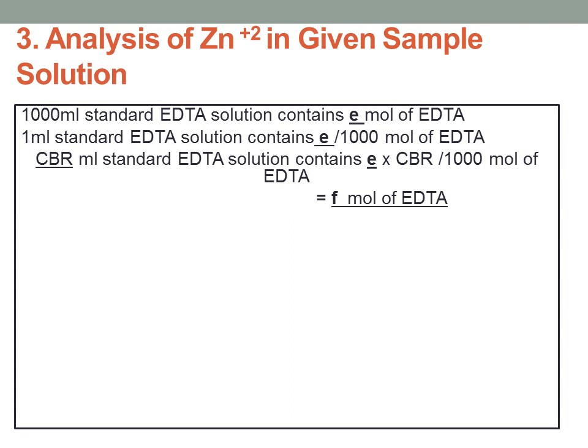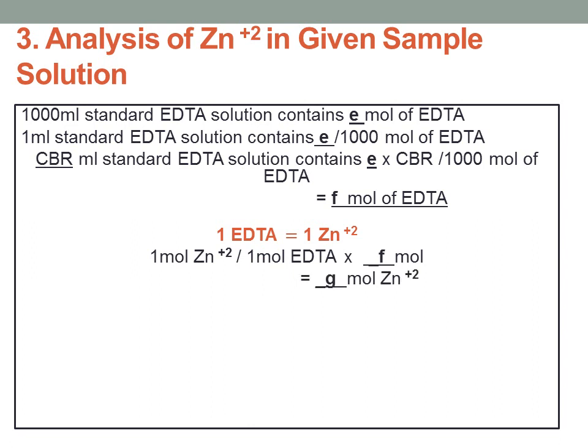So after that we will apply the mole ratio between EDTA and zinc plus 2. It is a 1:1 mole ratio between EDTA and zinc. That means as many moles as EDTA has, the same moles of zinc. Here we are getting F moles of EDTA. So 1 mole of zinc plus 2 divided by 1 mole of EDTA and then multiplied by F. So we are getting G moles of zinc plus 2.